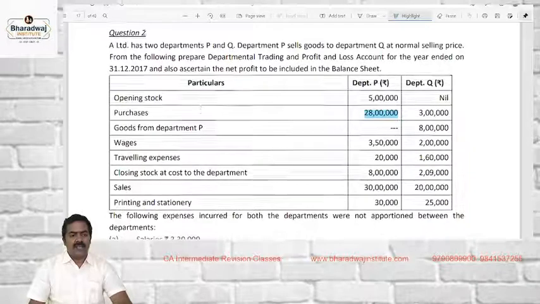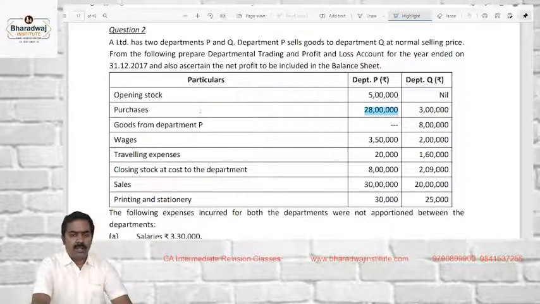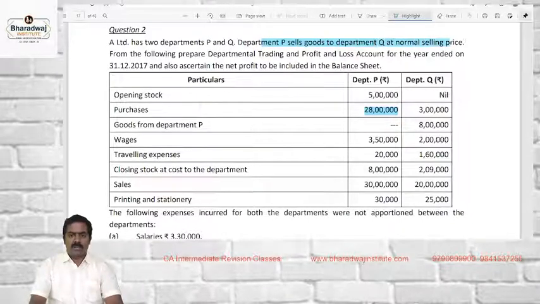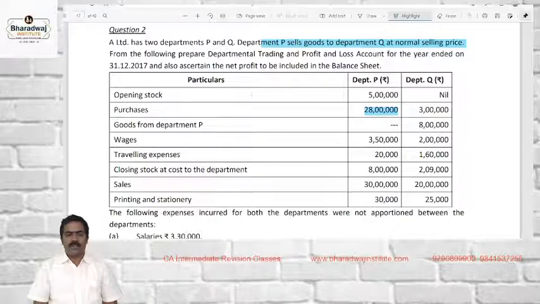A Limited is having two departments, P and Q. Department P is selling the goods at what? At normal selling price. From the following, prepare departmental trading and P&L account and also ascertain what? Net profit to be included in the balance sheet, that is after elimination of stock reserve. Opening stock is given for P and Q. Purchases are given for both. Goods from department P, which means who is the transferor? P is the transferor, Q is the receiver.